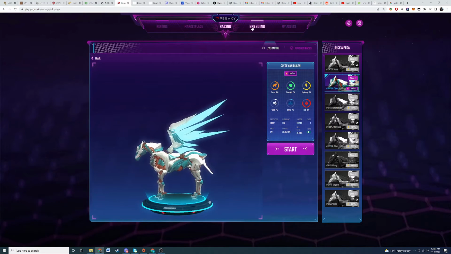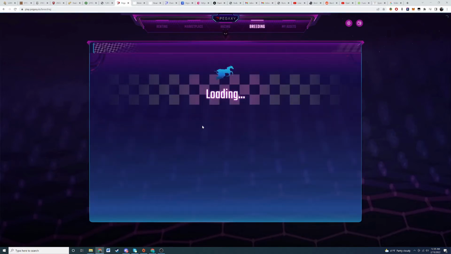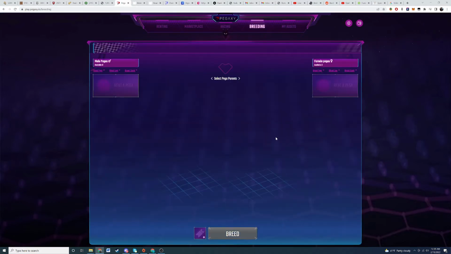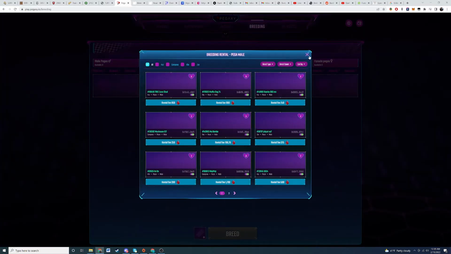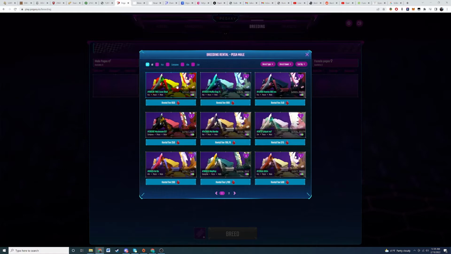So we can move on from racing to breeding. The way breeding works is you basically take a male Pega and a female Pega, give them a little alone time, hubba hubba, and they produce a baby Pega. Now, it's very interesting because you can either use your own Pegas to do your breeding, or there's also a breeding rental where you essentially are paying a person for use of their Pega to breed.